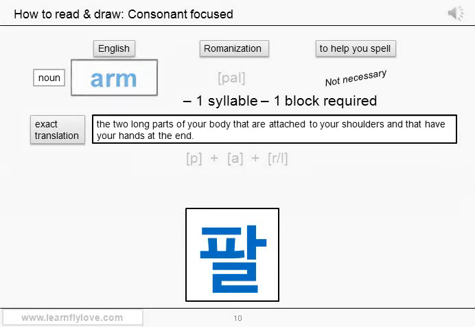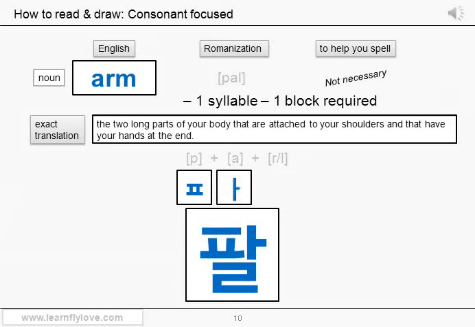Next word is arm. The two long parts of your body that are attached to your shoulder and that have your hands at the end. Check out the romanization and let's hear the sound first. 팔, 팔. One syllable word. You don't need a second romanization for spelling. So the first consonant is p, like p in English. And the vowel is a. And the final consonant is l, like r or l in English. So it's p, pa, pal, pal.